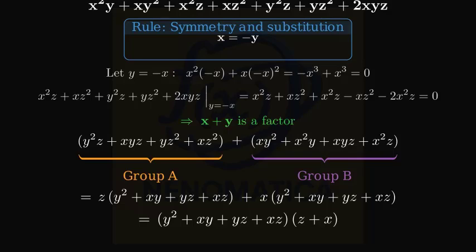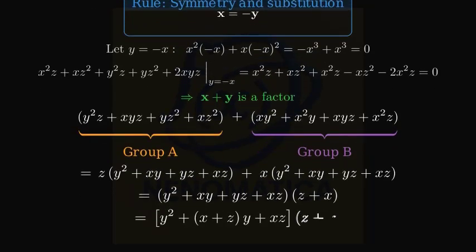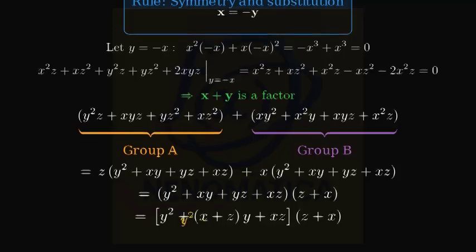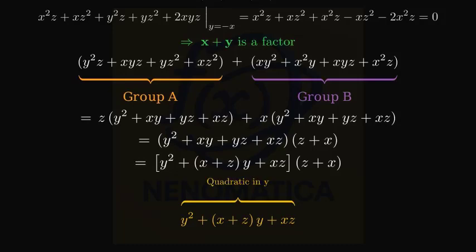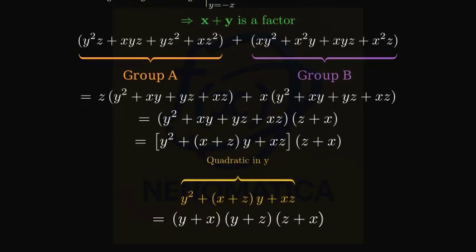Step 4. Rearrange the inner part as a quadratic in y. Write it as y squared plus the sum x plus z times y plus xz, all multiplied by z plus x. Think of it exactly like a standard quadratic in the variable y. Step 5. Factor the quadratic. We need two terms whose product is xz and whose sum is x plus z.